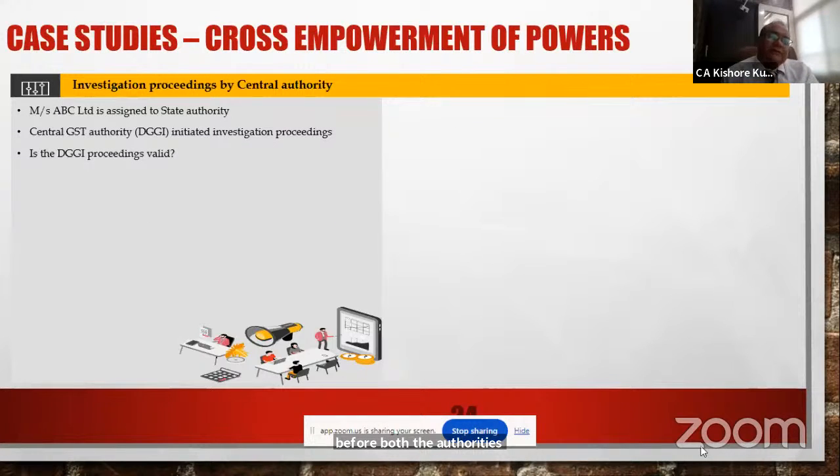Let's look at another case study, friends. ABC Limited was assigned to a state authority. Central Investigating Agency initiated a proceedings. Is the proceedings valid? Or can ABC Limited take an argument that since I am assigned to this state authority, Central Investigation Agency cannot do this proceedings? What do you think, friends? Are the proceedings valid? Yes or no?